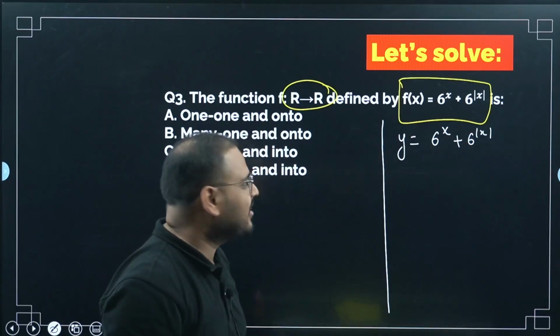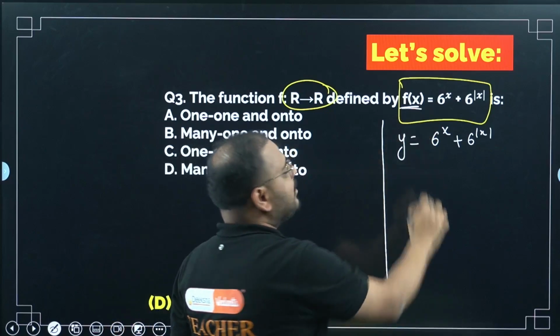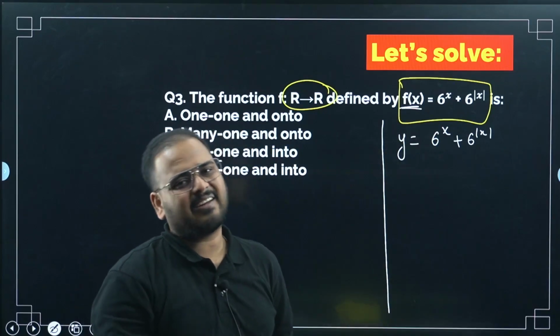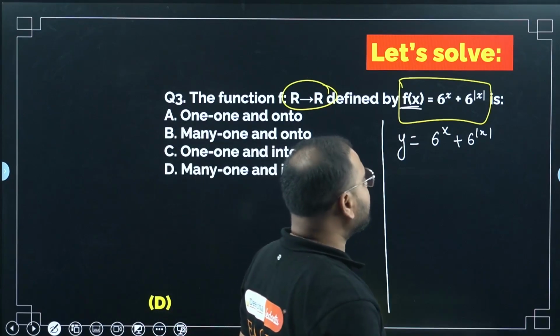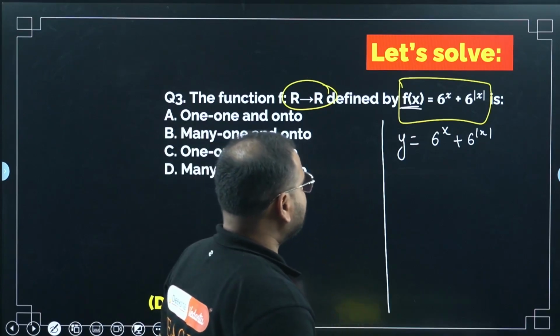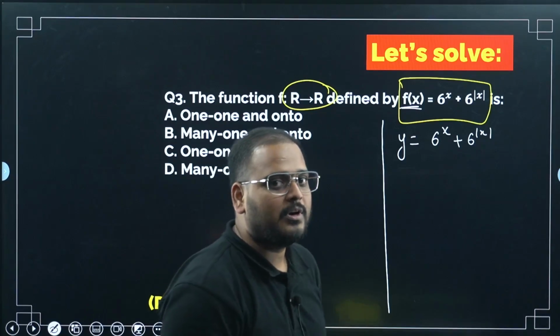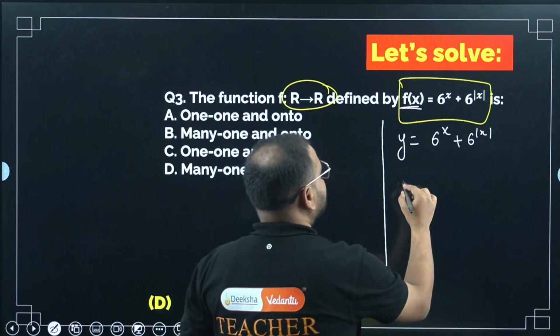Sir, I can write f(x) as y, right? f(x) as y, I can write. You will know this from grade 10, we are doing this. 6^x and 6^|x|. Okay, sir. Excellent, sir. Again, what do we do, if you don't know anything, let's do this.